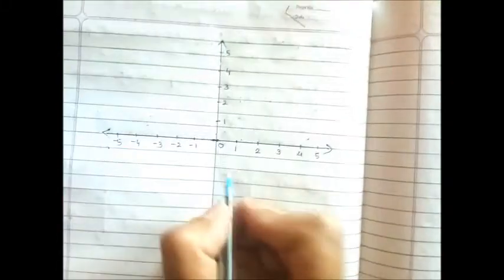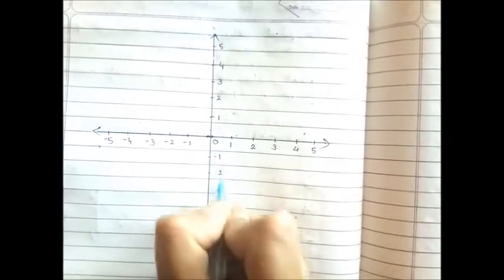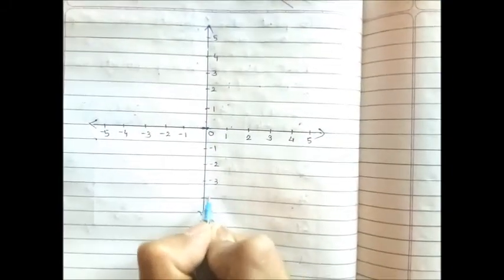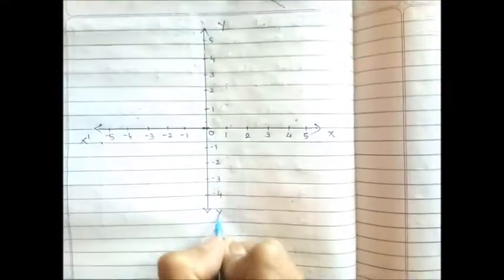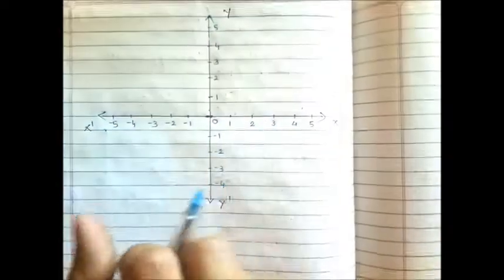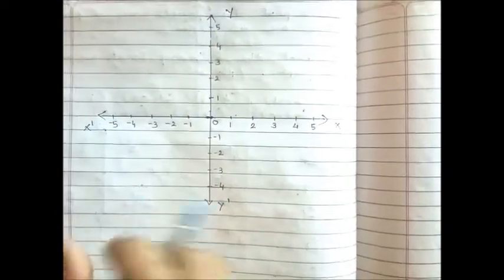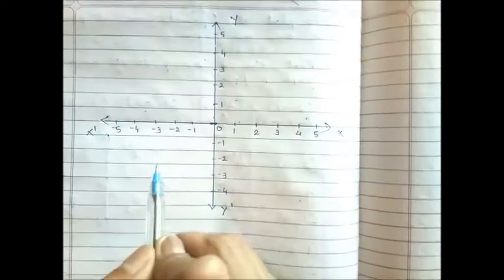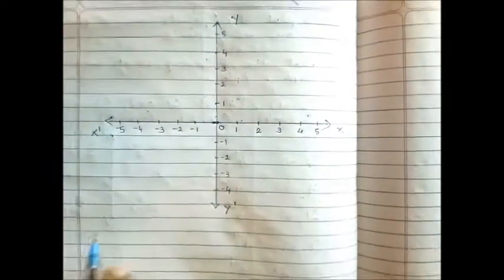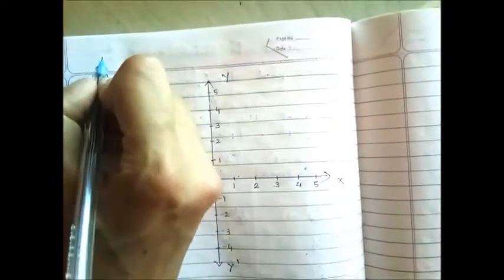1, 2, 3, 4, 5 and so on. Here minus 1, minus 2, minus 3, minus 4 and so on. This is our x, this is x dash, that means negative, y and y dash. This way you can do it in your notebook, right, by using the pencil and scale. Take 1 centimeter distance, right. No need to draw all those boxes, you can simply draw this way, right. Now let me list a few points to plot on this graph.